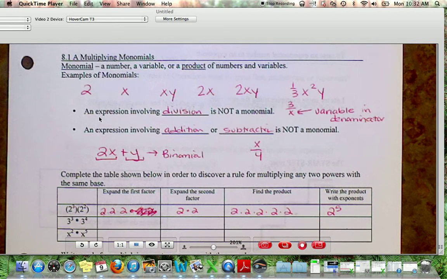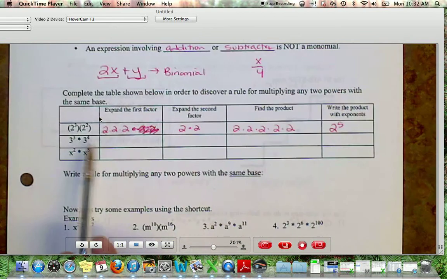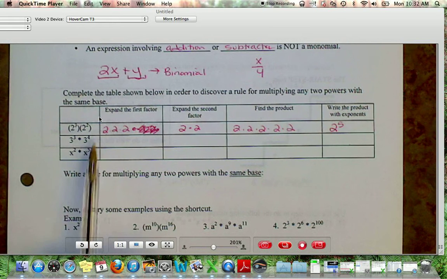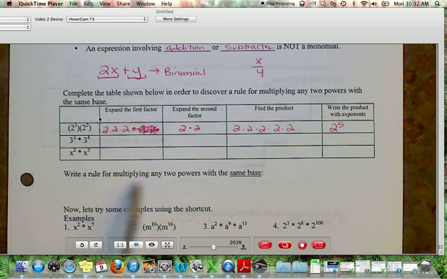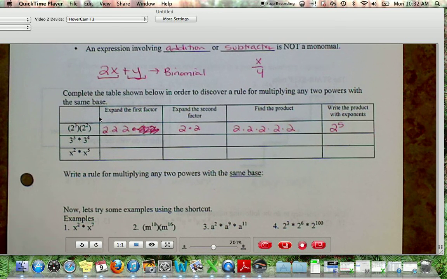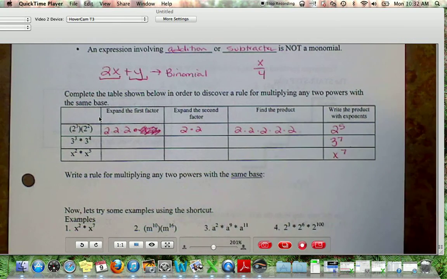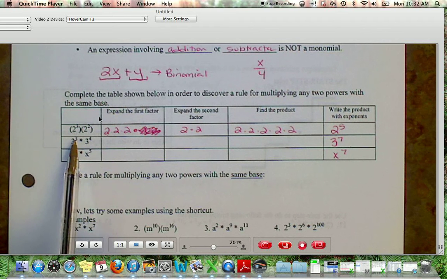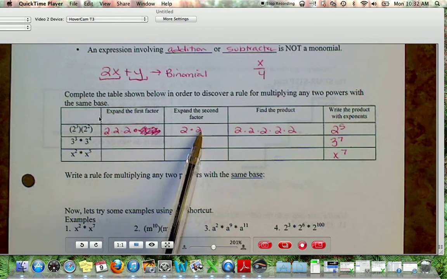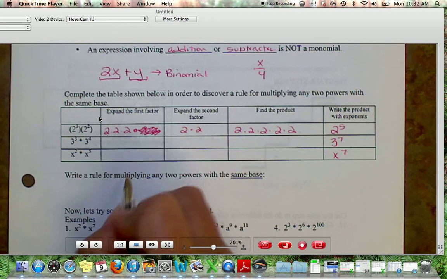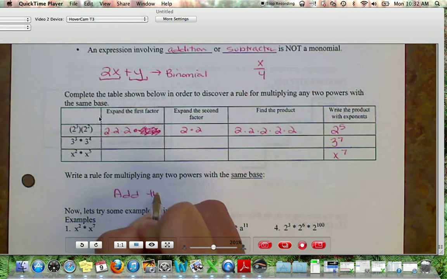Okay? So I want you to complete the chart on your own here. Follow exactly the same thing we did in the first one and do them for this. And then see if you can come up with a rule for multiplying any two powers with the same base. Go ahead and push pause and give that a shot. All right, so the rules, hopefully you got 3 to the 7th over here and x to the 7th, and you can see all we're doing is adding the exponents because we're basically adding how many factors there are here. So all we do here is add the exponents.